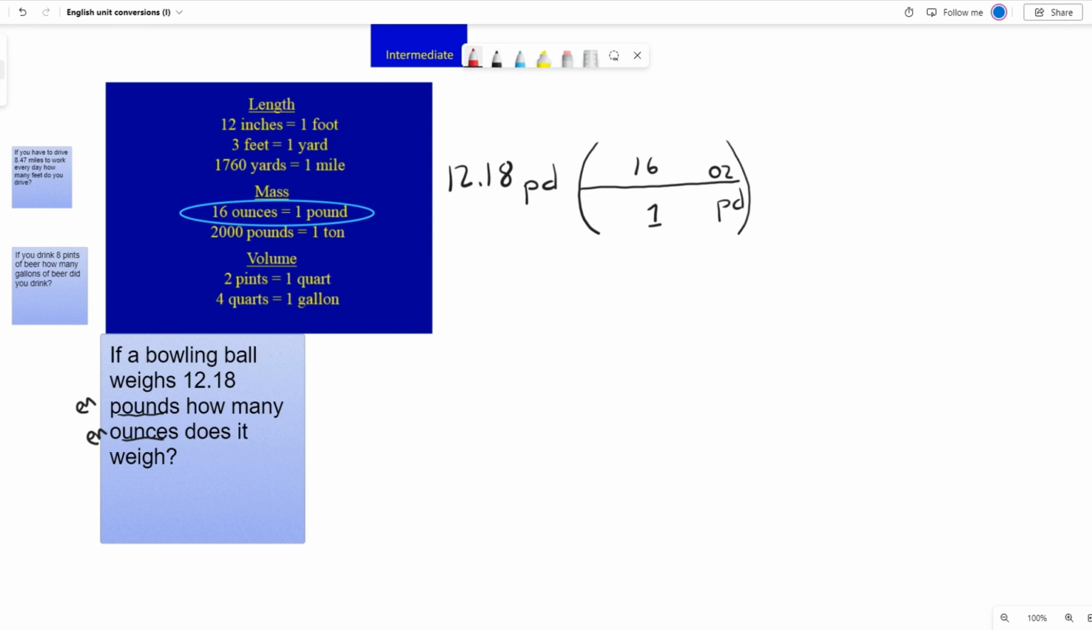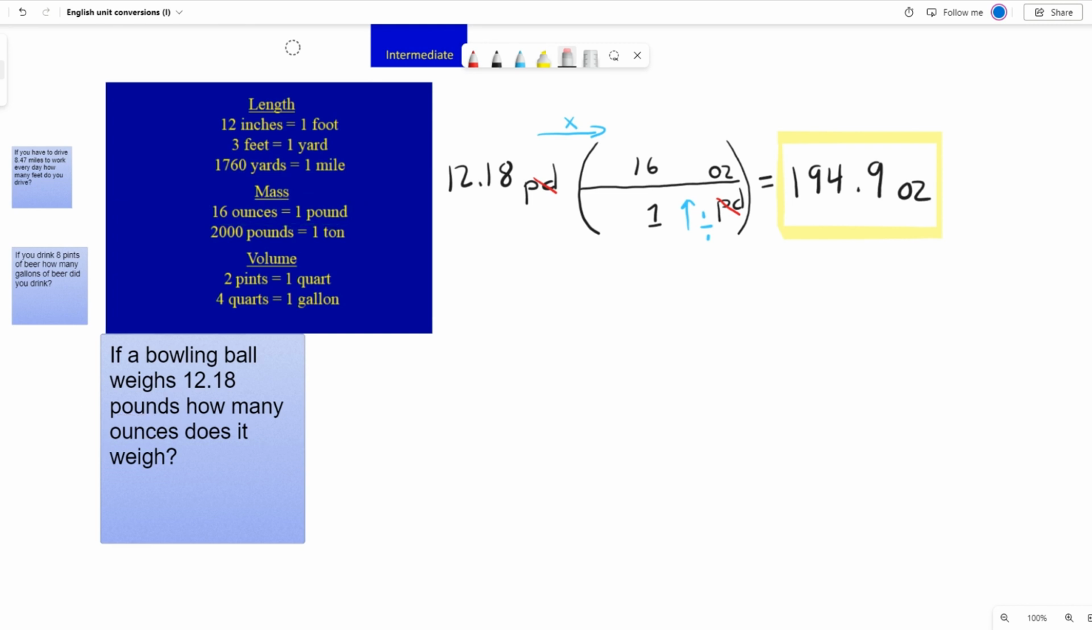So the way that we have this problem set up, the pounds and the pounds will cancel out. And we will then multiply across and divide up. As we multiply across, 12.18 times 16 will give us 194.9. And then when you divide that by 1, it just stays 194.9. And the unit that we have for that is ounces, because that's the only unit that did not cancel out. The problem is asking us to convert pounds to ounces, so we got ounces here, so that is the answer to this problem. It was only a one-step problem. So not too hard there for that one.